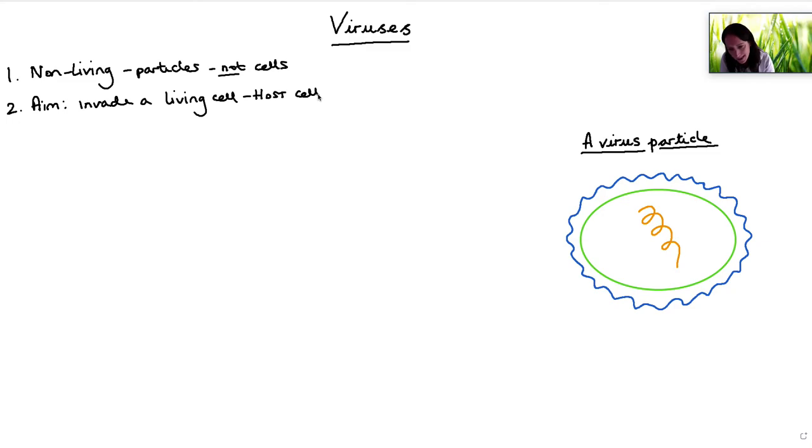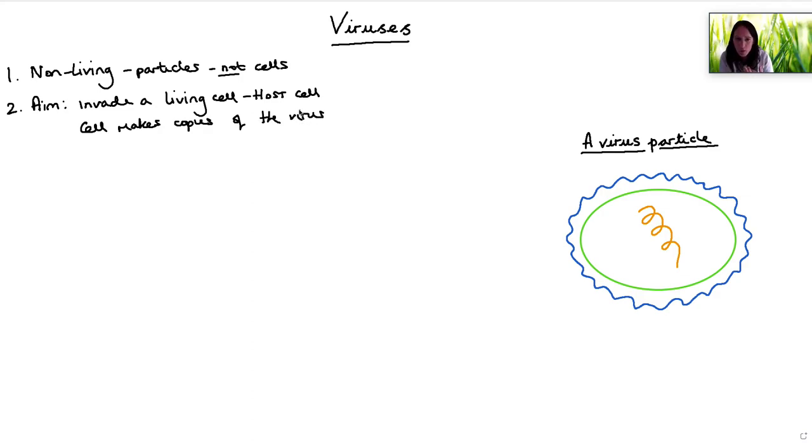So it invades that cell, it gets into the cell, or at least part of it does, and it causes that cell to make more copies of the virus. So it hijacks, it takes over the chemical reactions within that cell, and the cell makes copies of the virus. The cell becomes a virus-making factory. So it invades the cell, and then the cell makes copies of the virus.